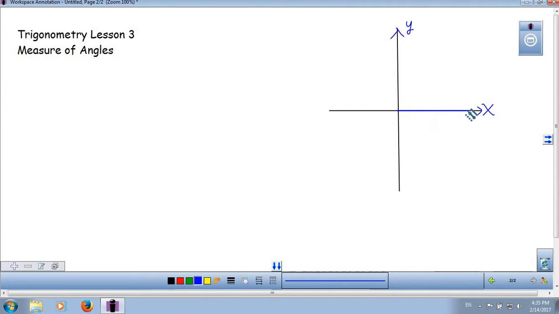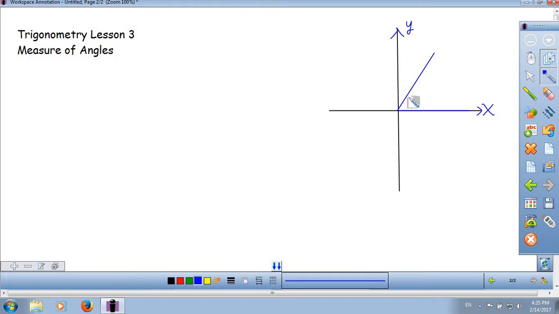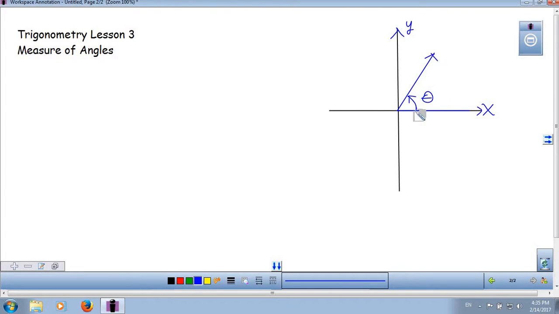When we rotate counterclockwise, the amount of rotation will determine the measure of that angle. When we draw the angle like this, let's label it with the Greek letter theta. This angle theta has this amount of rotation from the initial side to the terminal side. This is the initial side, and this is the terminal side. Just like last week, this is the vertex of the angle.